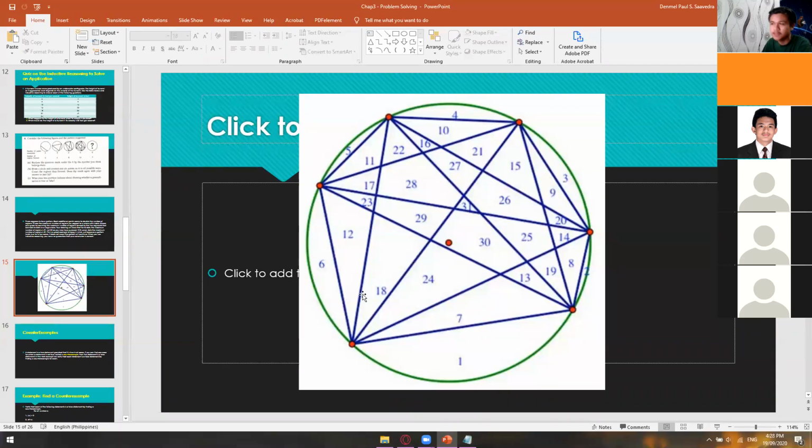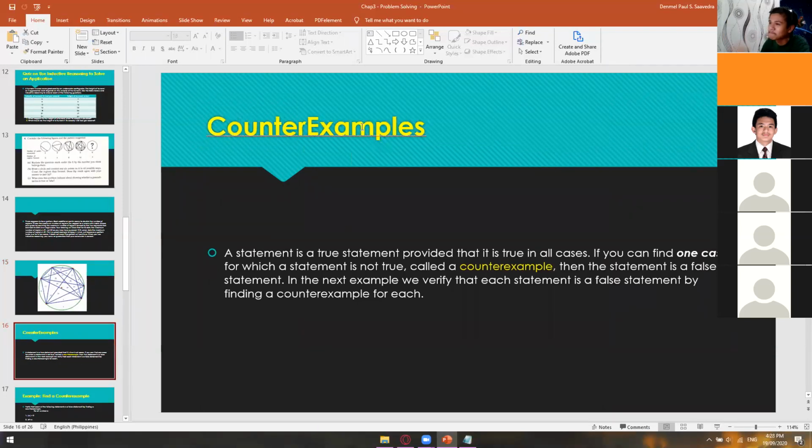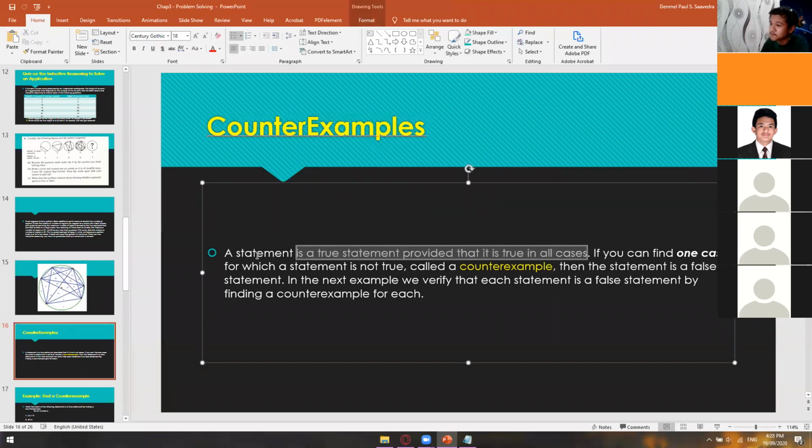31, not 32. Okay? So having that one as an example, we call that one a counterexample. Tama siya sa ibang cases pero merong point or isa or dalawa na hindi siya tama. So we call that one counterexample. A statement is a true statement provided that it is true in all cases. So we could say that it is a statement kapag tama daw or pag true lahat. Okay?